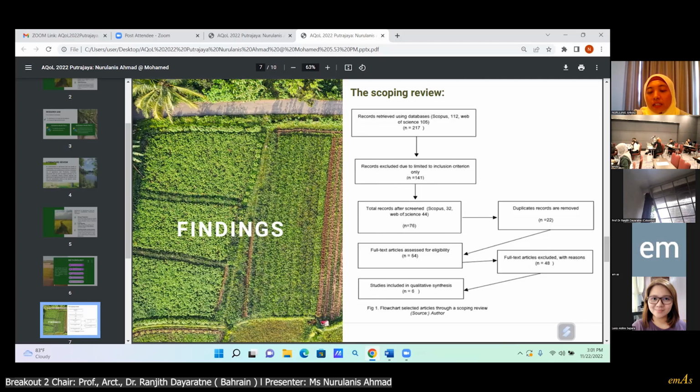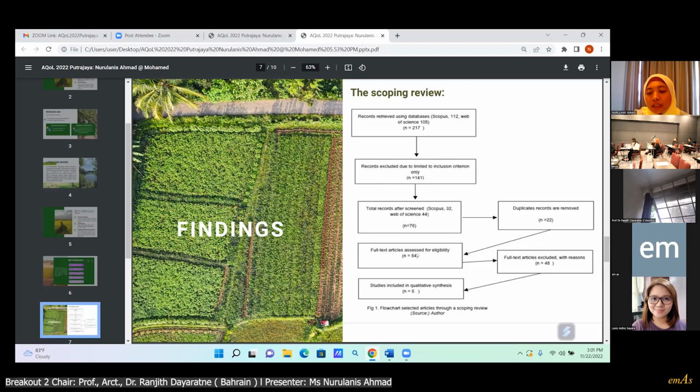And then after we screen with certain criteria, we have the figure of 76. From this figure of 76, some of the articles have duplicate versions between the Scopus and Web of Science databases. So we remove about 22 articles, and it becomes 54 articles eligible to be used.